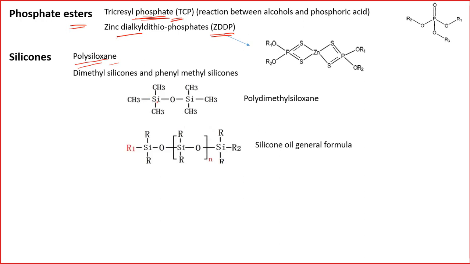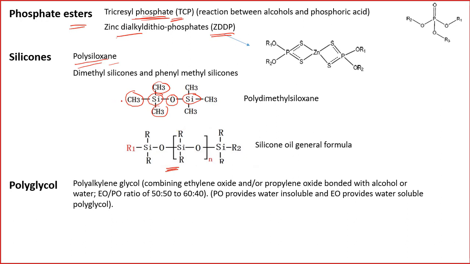And here basically we have this silicon combined with oxygens, and plus we have some CH3 groups here. So this is used as a general formula. Again, we should know what these formulas are, but we don't have to remember the exact crystal structure or exact molecular structure or name, but we should know that these are the silicones.